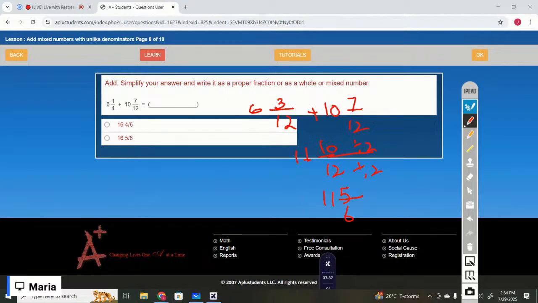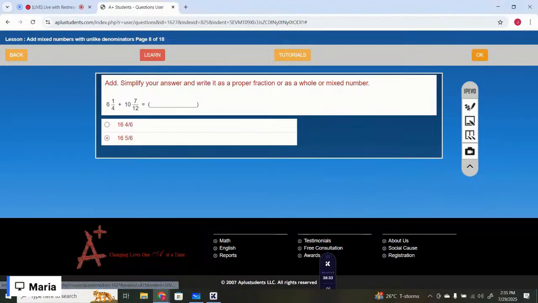11 whole 5 over 6. That is 16 whole 5 by 6. Option number 2 is the correct option.